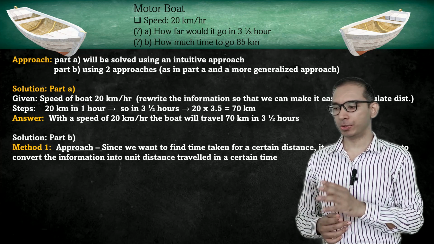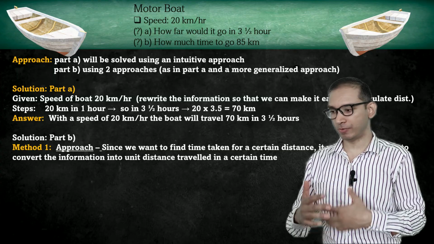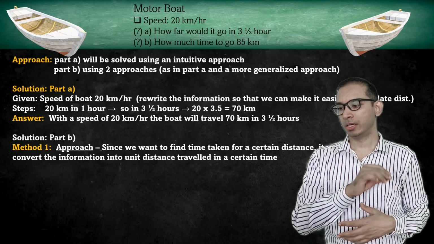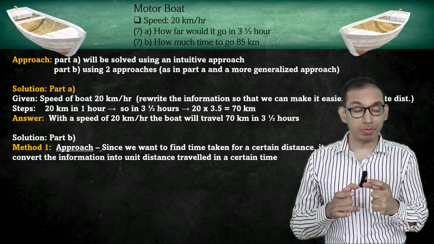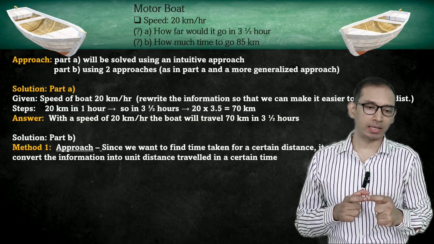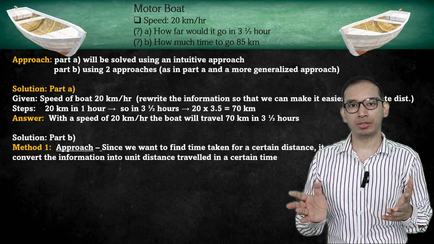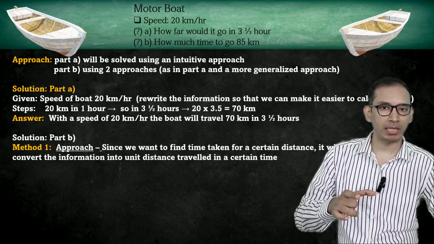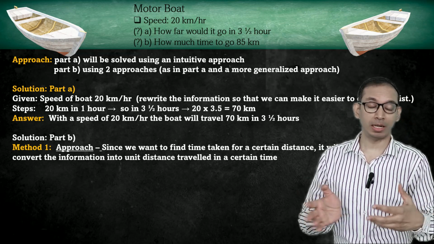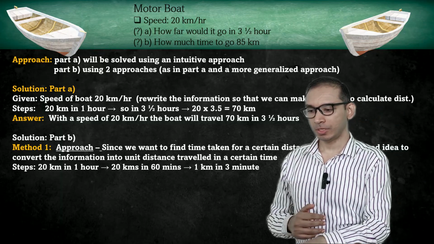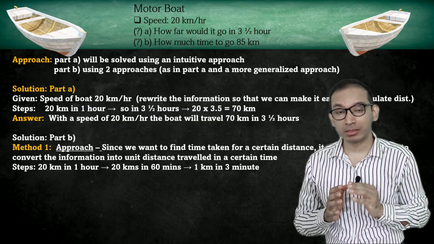So in part B, what are we going to do? Since we want to find the time taken for a certain distance, it will be a good idea to convert this information into unit distance traveled in a certain time. If you understand the time taken to travel 1 kilometer, then using that information, you can quickly multiply and get your answer for any distance. So 1 kilometer takes x minutes, then 10 kilometers takes 10 times x minutes, 10 times that duration.